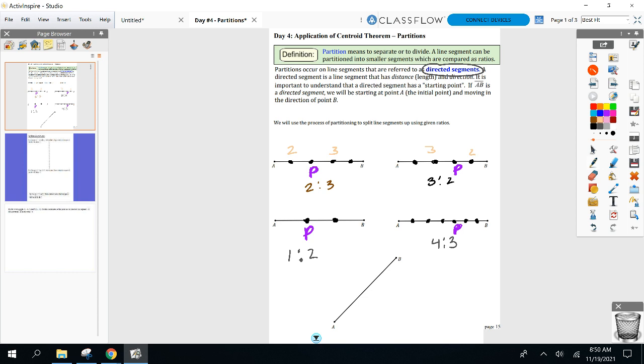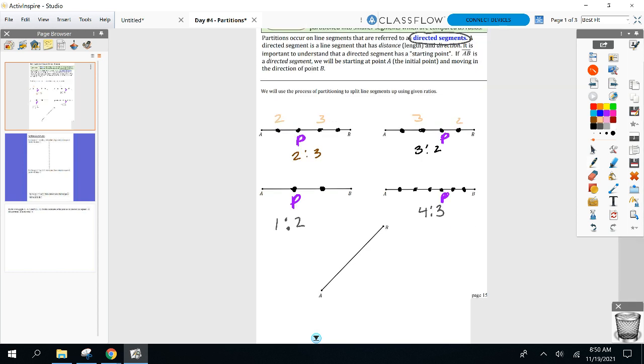Is everyone all right that it's a little slanted and not horizontal? 1 to 4. Let's go 1 to 4. Find the point that breaks it up into 1 to 4. How many equal pieces now? 5, right? And hopefully we put point P right here at the first point, 1 to 4.